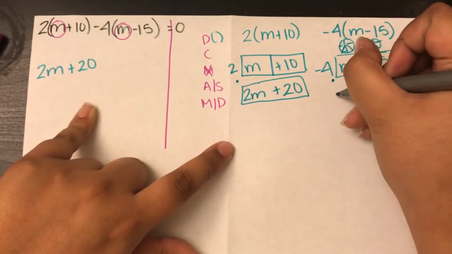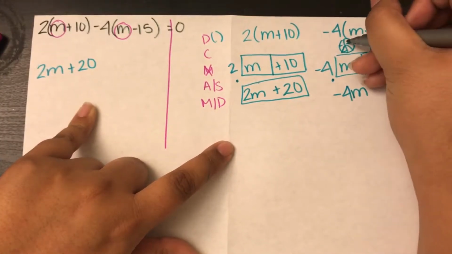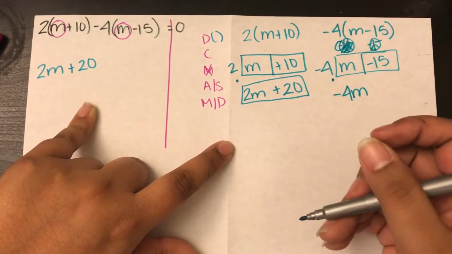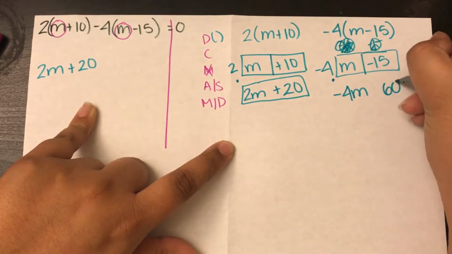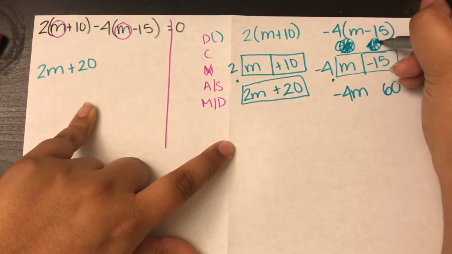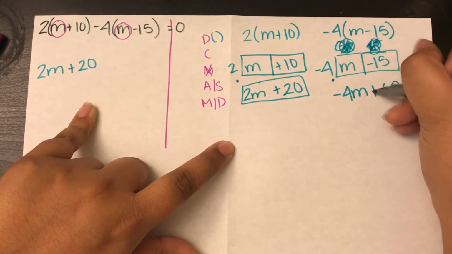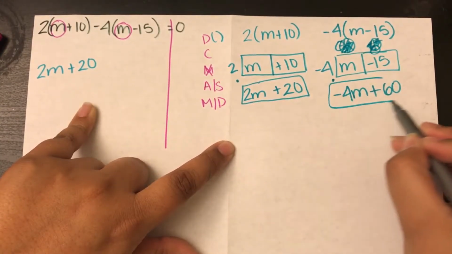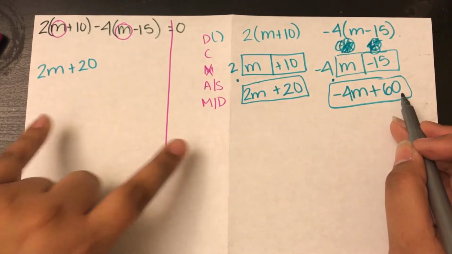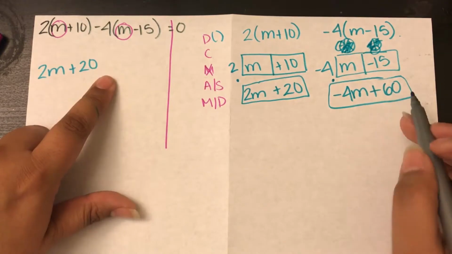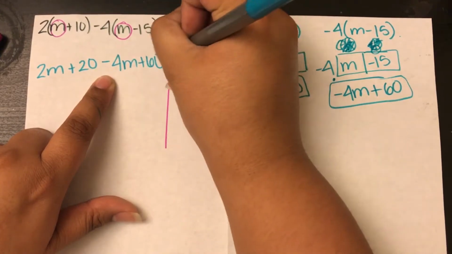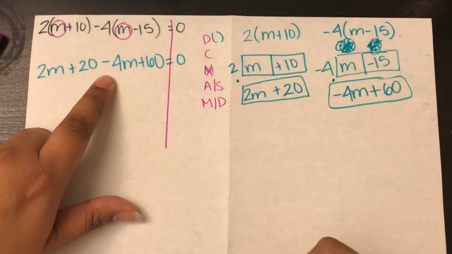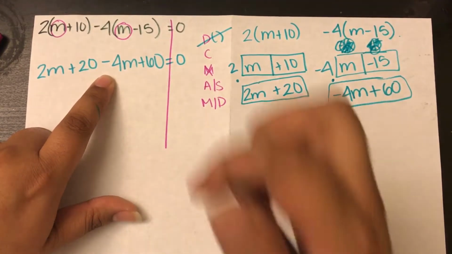Negative 4 times m is negative 4m. I could check my sign by using dead man. Negative 4 times 15, well, I know 4 times 15 is 60. You can check it if you want to. Cross out the negatives because they're both negative, so I'm left with a positive 60. So this expression here is equivalent to this expression here. And all I'm going to do is carry it down right here. So negative 4m plus 60. Bring down your equal sign and bring down your 0. I am now done with distributing, or the distributive property.